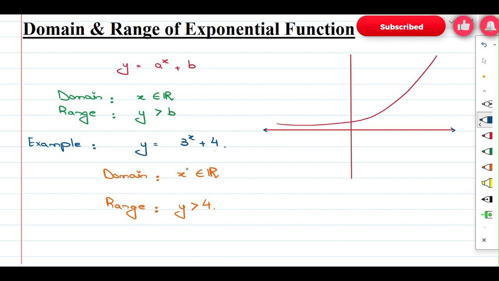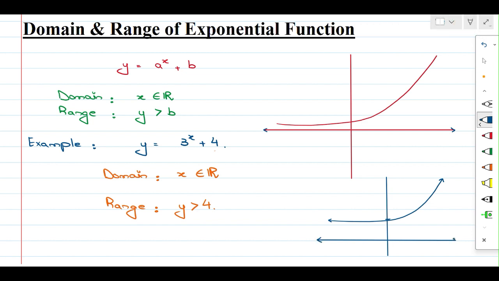For example, if I graph this out, for that function you can say y value is 4 over here. Let's say here y value is 4, right? This is how the graph of the exponential function looks like. You can say x is all real numbers. This is your x, which is all real numbers. The domain is all real numbers, and the range is the y values which are greater than 4.